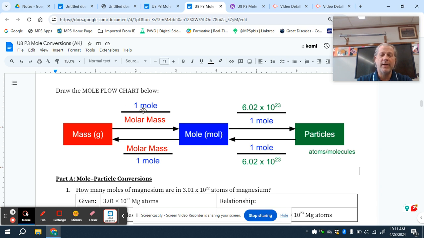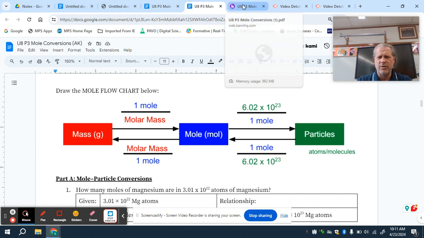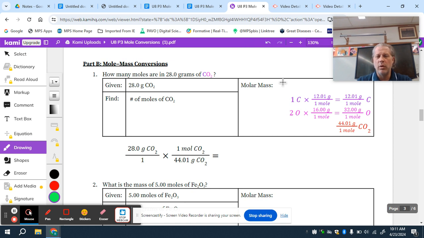So when you go from mass to moles, you need to put 1 mole on top and molar mass on the bottom, which is something you're going to have to calculate. And when we go from moles to mass, we're going to use molar mass on top and then 1 mole on the bottom. So we're going to work our way through a couple of these problems, and then we'll move on to the last section.